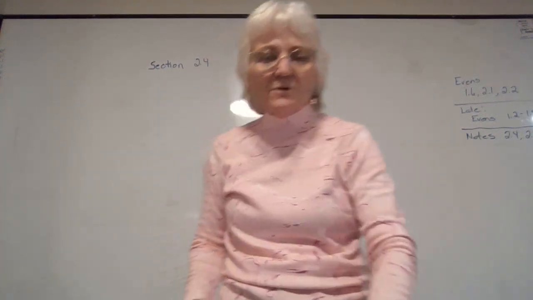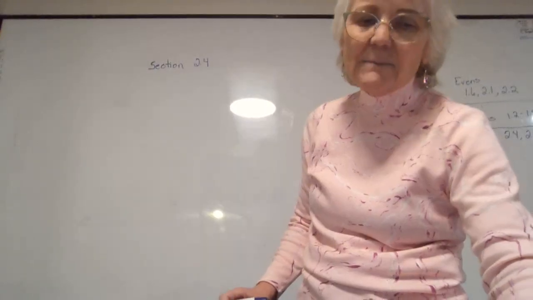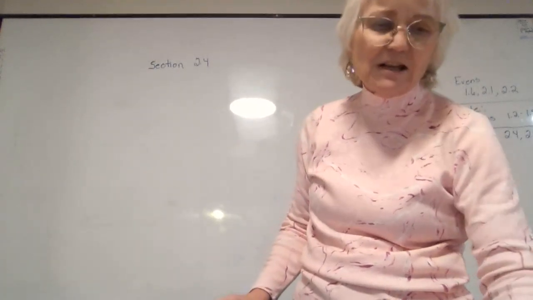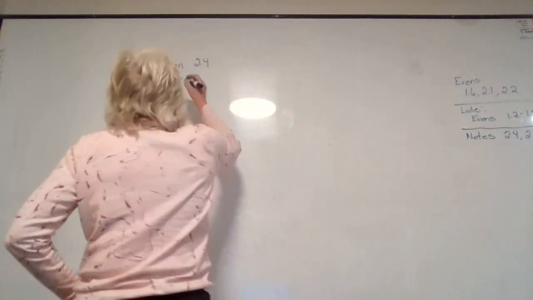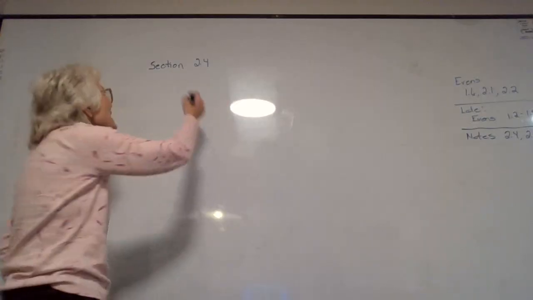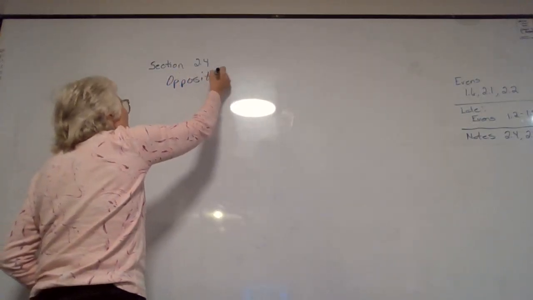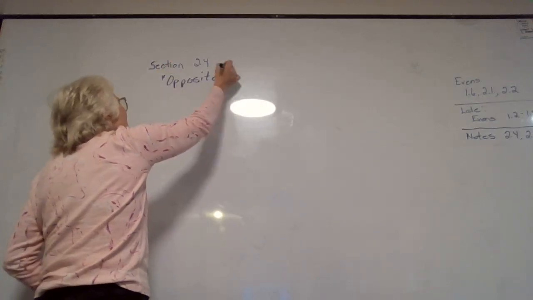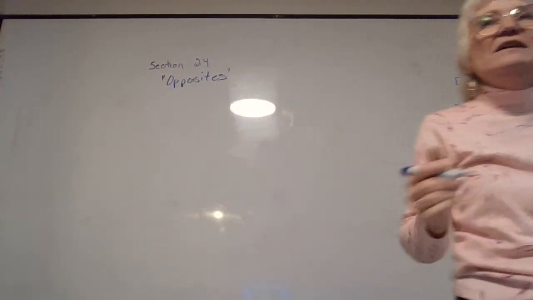Okay, so 2.4, what is the main topic in 2.4? Everybody look at their book. What is the main topic there? Opposites. Yes, we're talking about opposites. Now, opposites have a lot of different meanings.